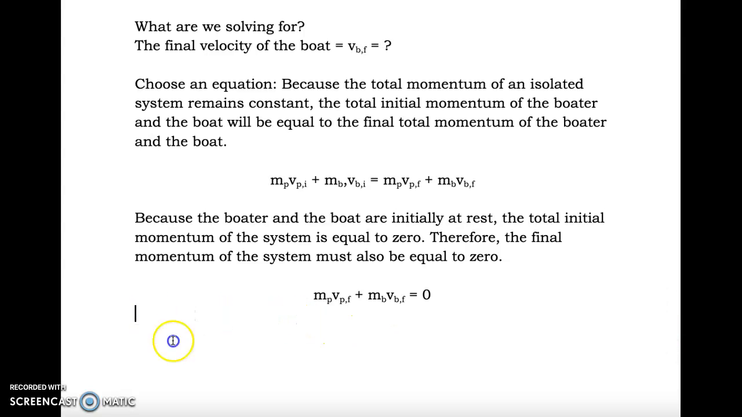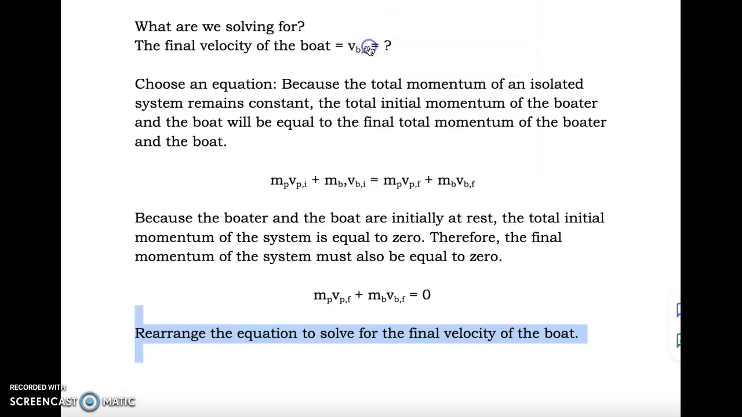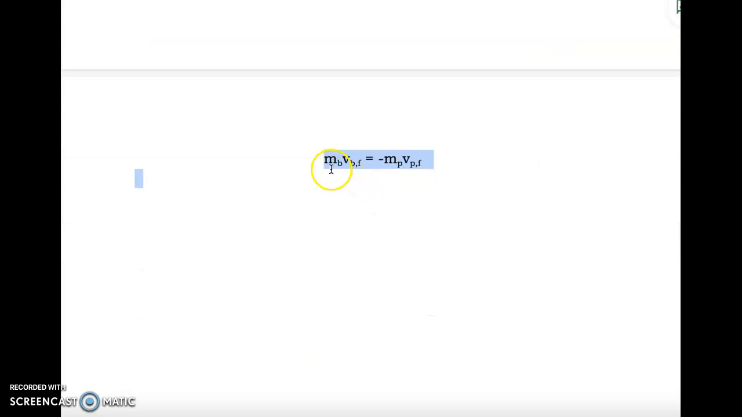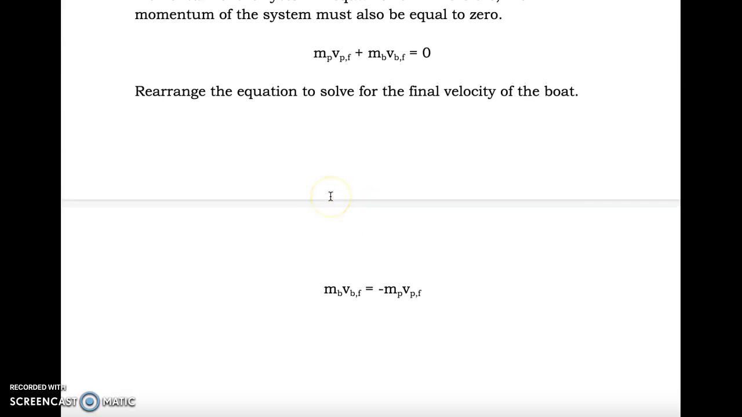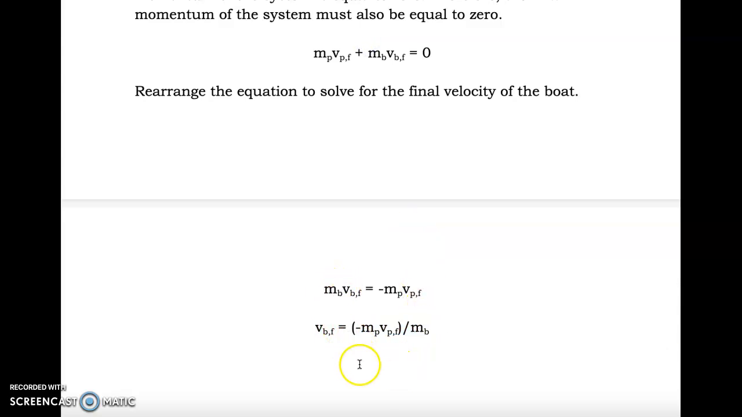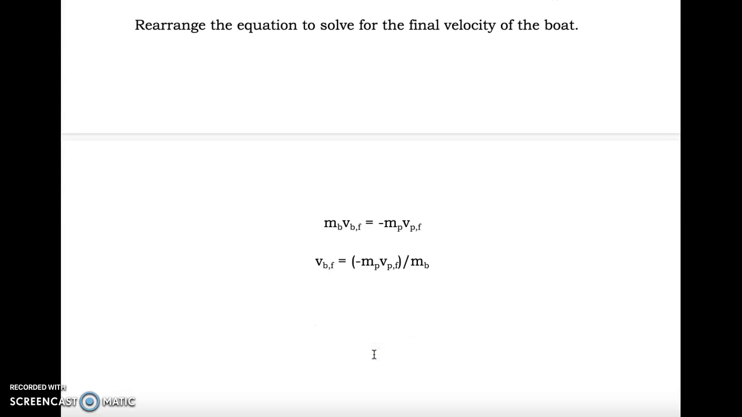Okay. Good. Now we're going to rearrange this formula to solve for the final velocity of the boat. Here's what it looks like when it's rearranged. In the process of rearranging it, I subtracted the momentum of the person, which is both these terms multiplied together, from both sides of the equation, and this is what I get. And now I'm solving for the final velocity of the boat by dividing both sides by the mass of the boat. So I get the final velocity of the boat equals negative the mass of the person times the velocity of the person at the end divided by the mass of the boat. I know all those numbers. All the algebra is done. It's just a matter of putting the numbers in and solving it.